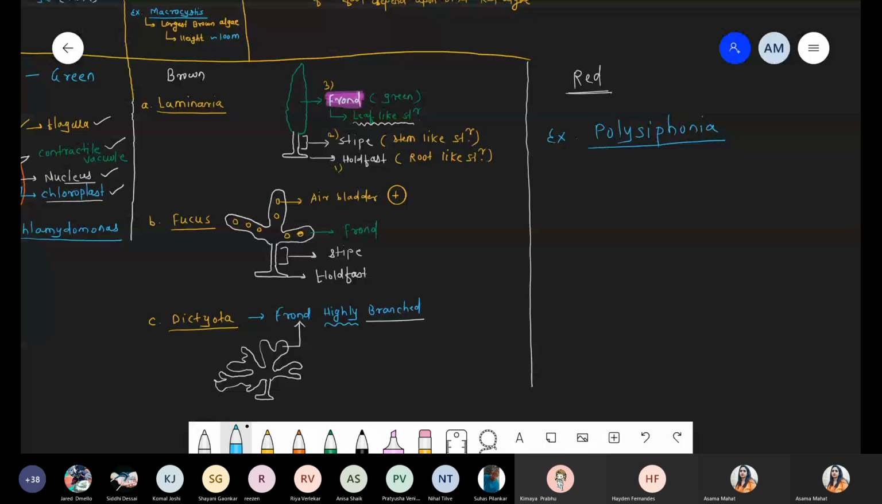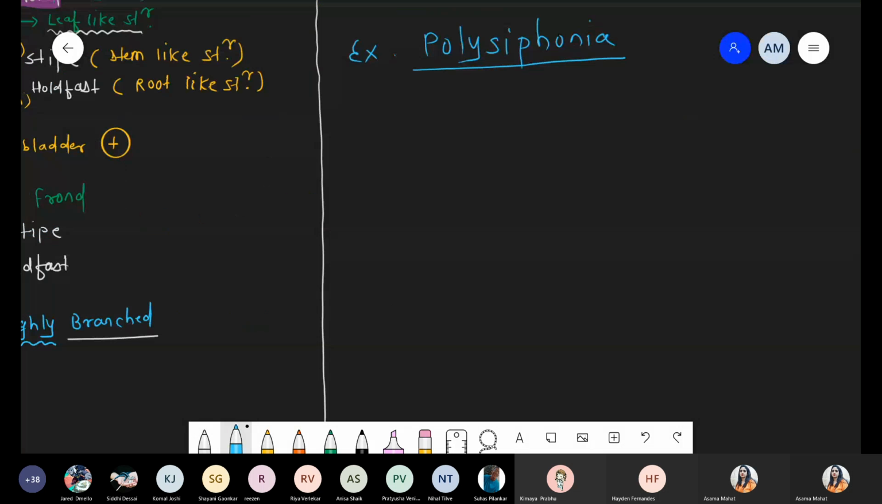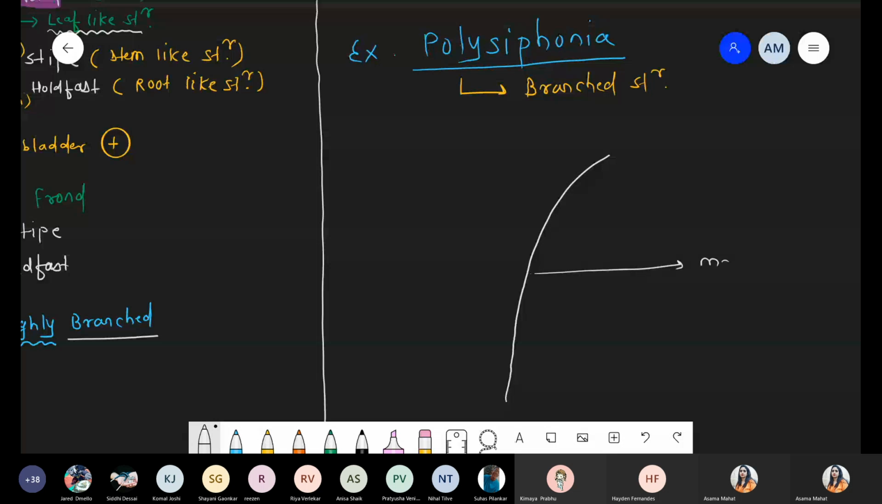Okay. So next part we are talking about, that is Polysiphonia. In case of this Polysiphonia, we had already discussed this point. Basically, it has a branched structure, highly branched, because it's multicellular. And in case of multicellular organisms, it is very common to have a branched structure. So simply we are taking the simple structure, branch. So this stick is nothing but what is called the main axis, which behaves like a stem.